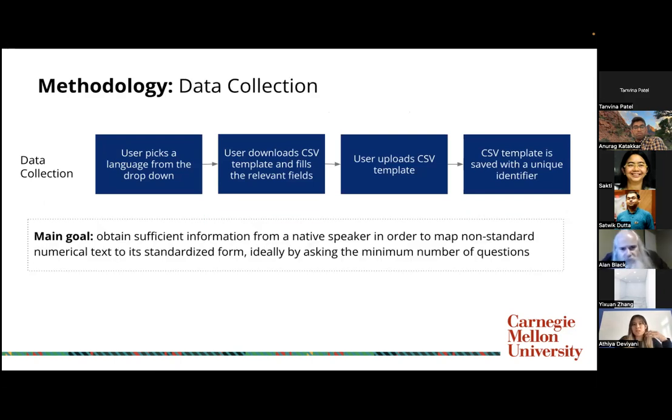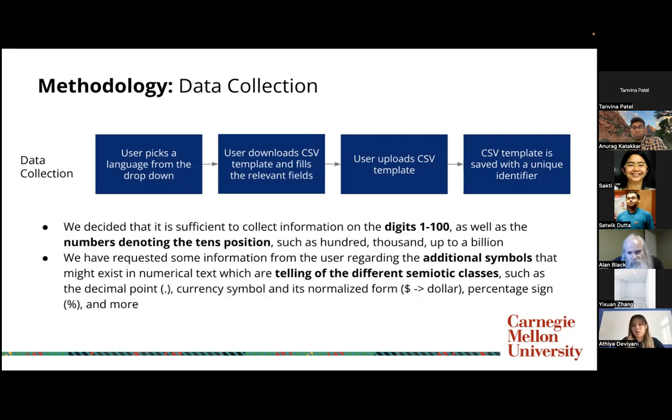For the data collection process, through a web application, the user is able to pick a language from a drop-down menu. The user will download a CSV template and fill the relevant fields containing the digits and the different semiotic classes. The user uploads the CSV template, and then it is saved with a unique identifier. The main goal of the data collection process is to obtain sufficient information from a native speaker in order to map non-standard numerical text to its standardized form, ideally by asking the minimum number of questions.